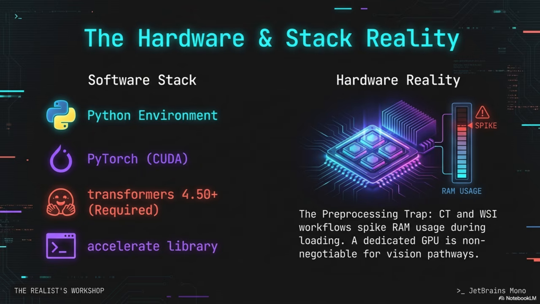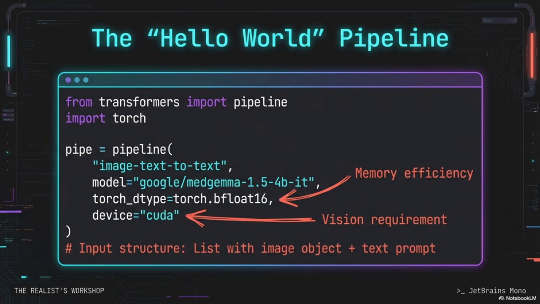This is a subtle trap. Those high-dimensional workflows require substantial extra RAM just for the preprocessing. You'll often find that the time spent loading CT slices or extracting WSI patches dominates the runtime, long before the model even generates a single token.